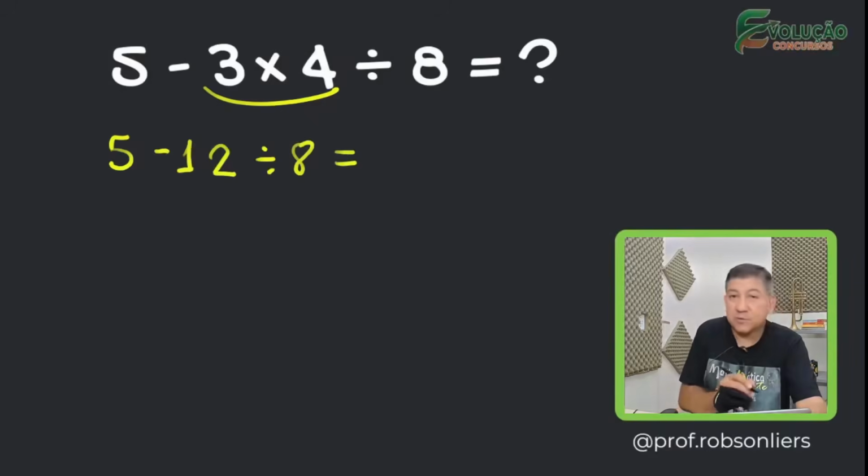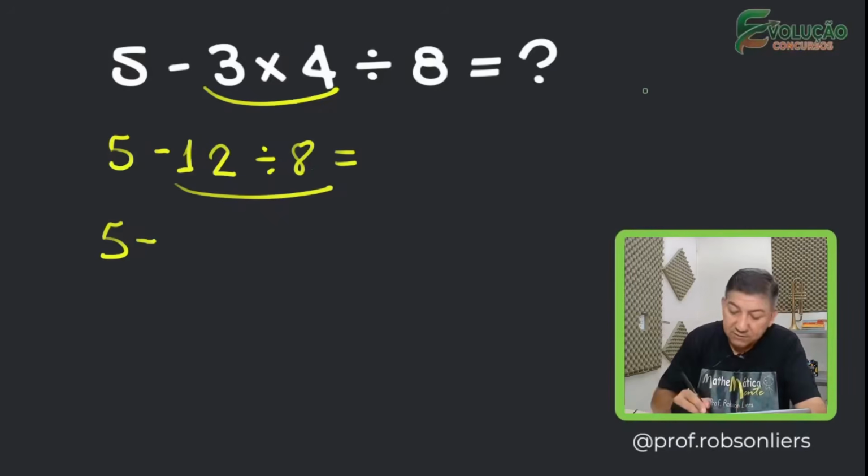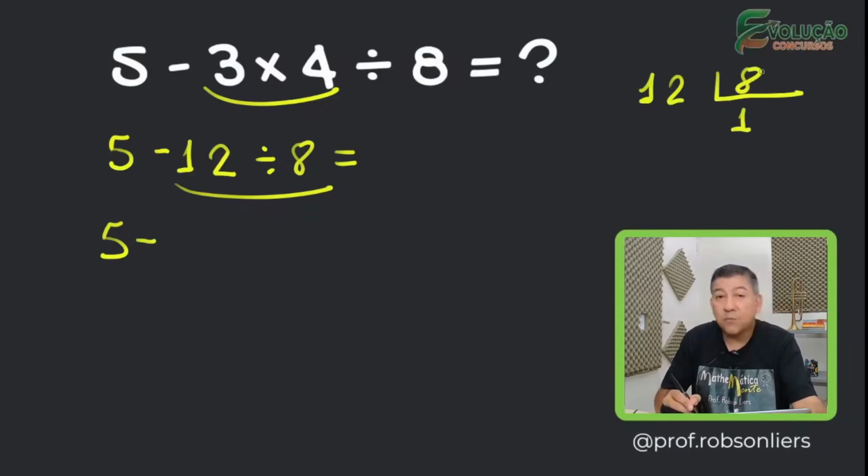Alright? Now, we have a subtraction and a division. We have to solve the division first. Alright? I have 5, I'll repeat, minus 12 divided by 8. Here, let's do it on the side here. 12 divided by 8. 12 divided by 8 is 1. 1 times 8 is 8. 12 minus 8 leaves 4.